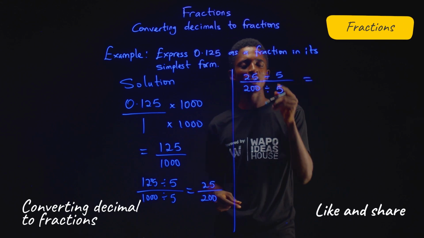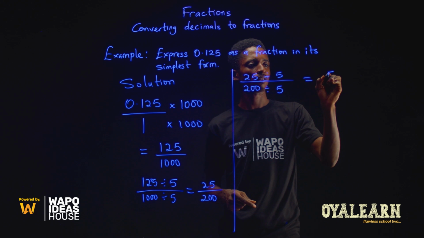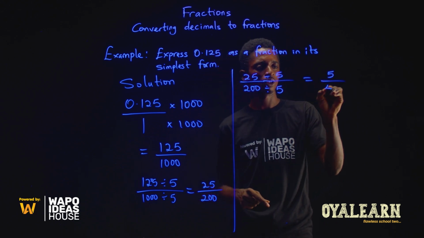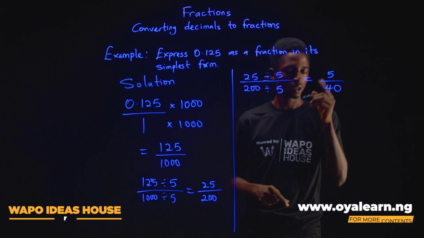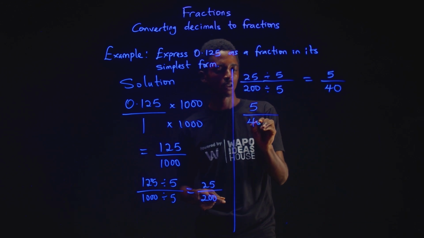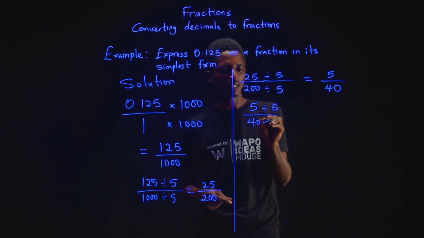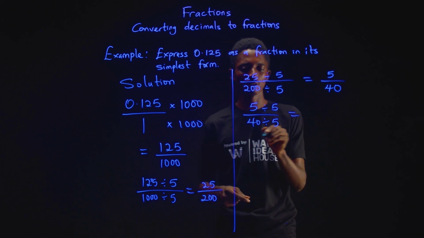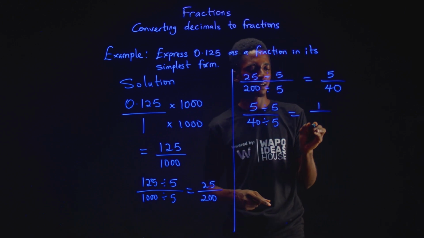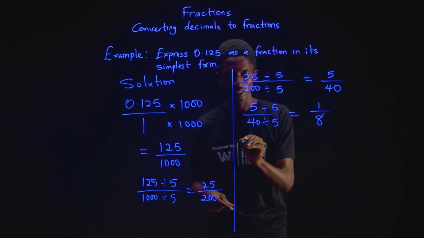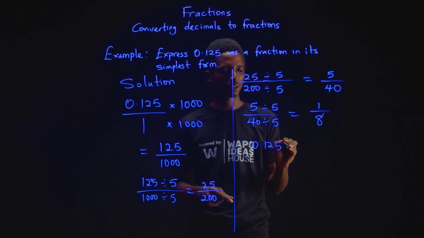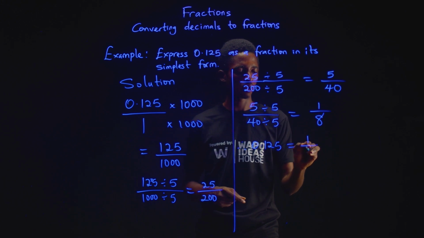Now when you divide 25 by 5, you get 5 over, now 200 divided by 5, you get 40. We can still bring this down, so 5 will be divided by 5 again, and then 40 divided by 5. 5 divided by 5 will give us 1, and then 40 divided by 5 will give us 8. Therefore, 0.125 equals 1 over 8.